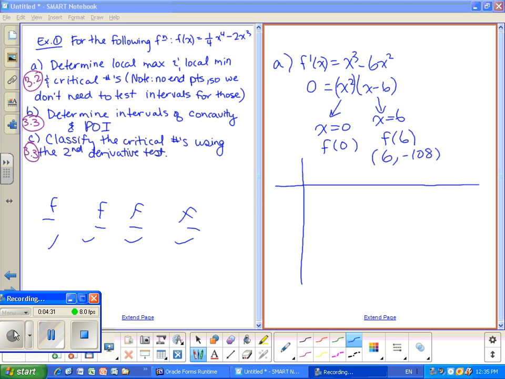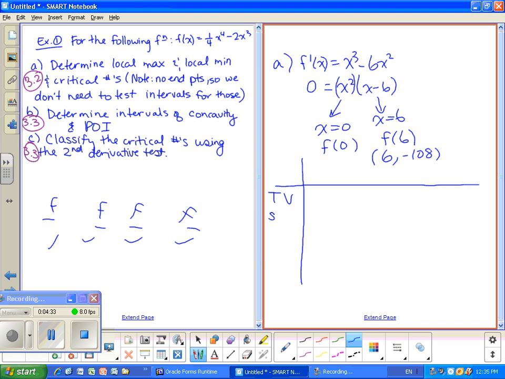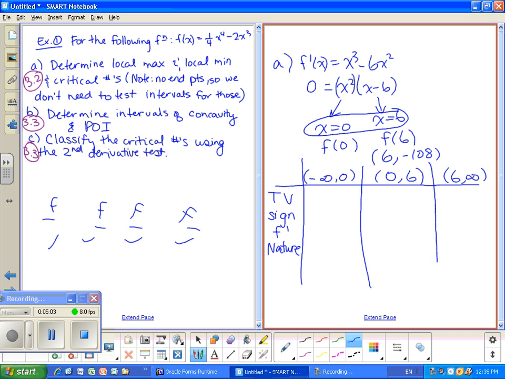If we're setting up our chart, we still have test values, the sign of f prime, because maxima and minima are still f prime, and then you have the nature of your graph. And what would our intervals be if these were our two critical points, or critical numbers, sorry? Negative infinity to 0, 0 to 6, good. And 6 to infinity. And there would be your table.